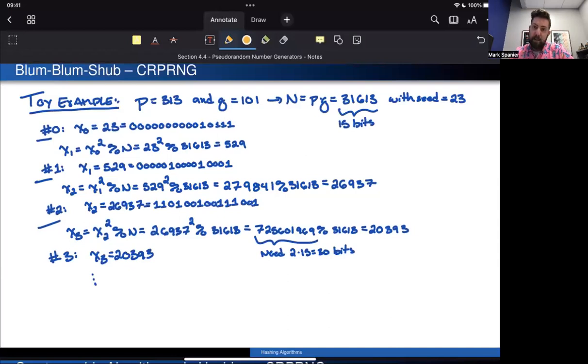I'm going to hit this with a seed value of 23. All of the numbers on the backside are then going to be these 15-bit numbers, so I'm going to write them all in binary with 15 bits. A whole bunch of zeros are going to be needed on the 23.